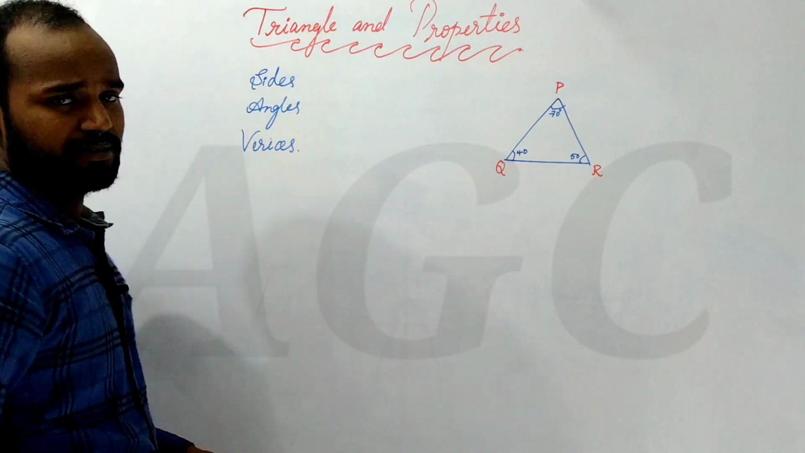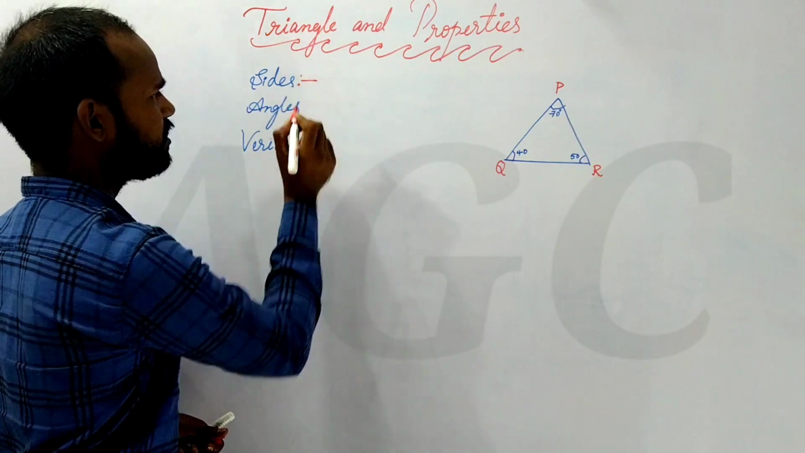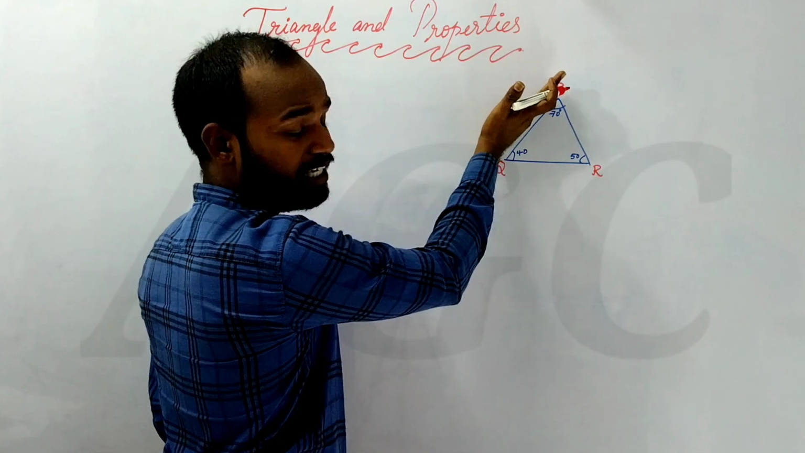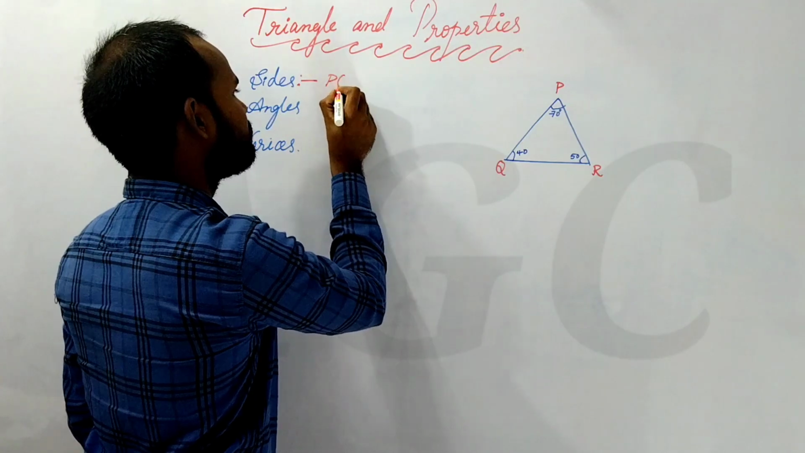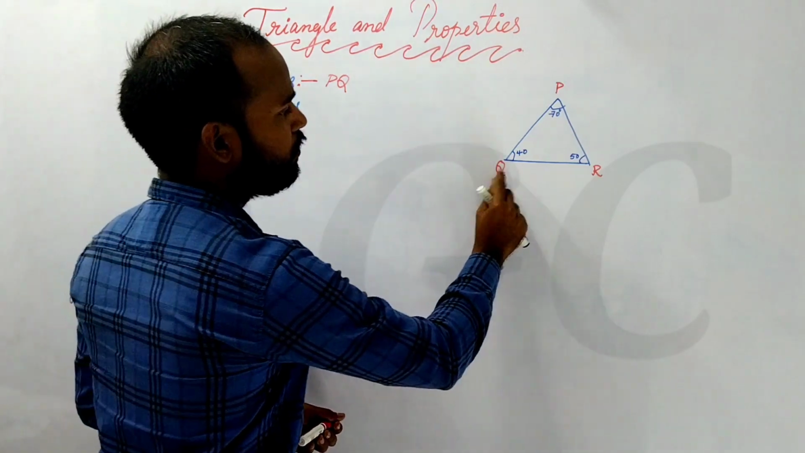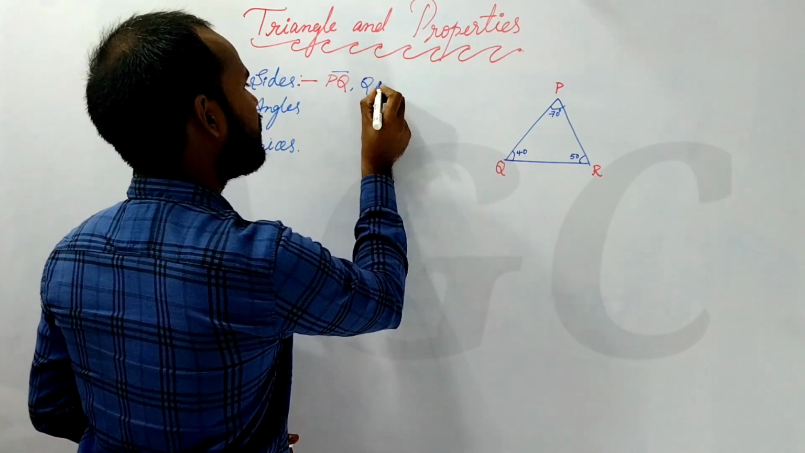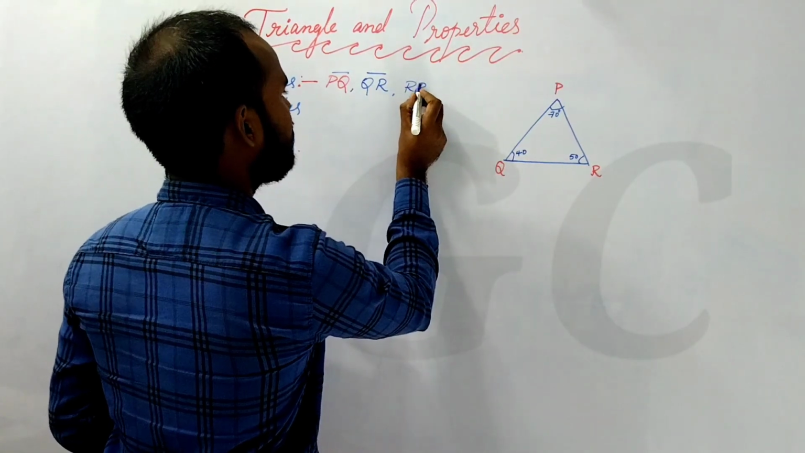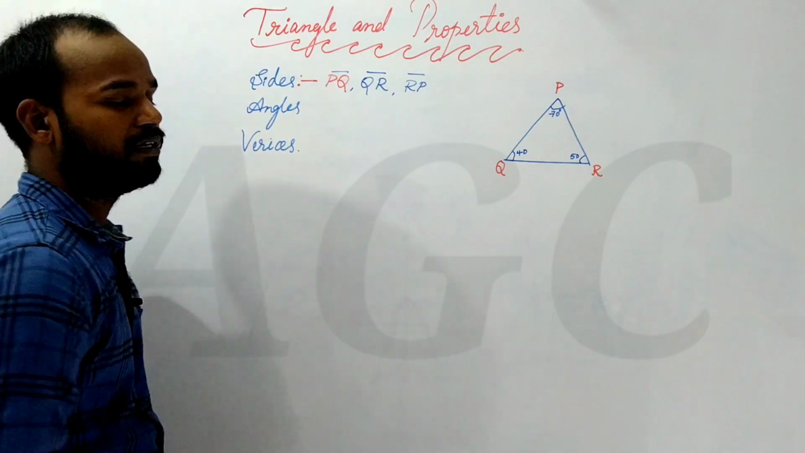Now what is a side? Don't get confused, these are very easy, just concentrate here. A side is one segment of the triangle. PQ is one side. Another side is QR. Next, RP is one more side. So how many sides in total? Three sides.